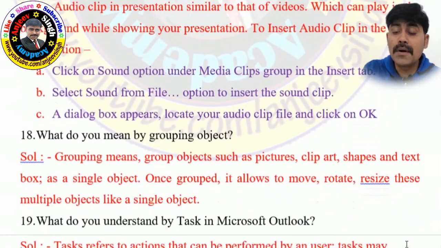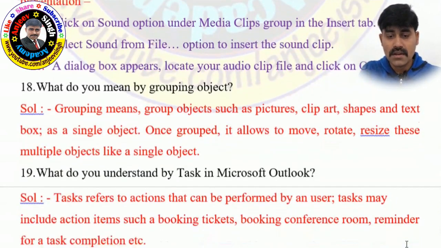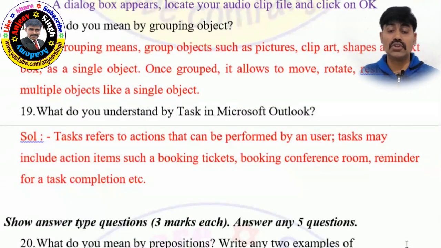Okay. So what do you understand by task in Microsoft Outlook? Task refers to the action that can be performed by a user. Means a user wants to do something. Task may include action items such as booking tickets, booking a conference room, reminder. These all are known as tasks. Okay. For a task completion. So these are the 2 marks questions.